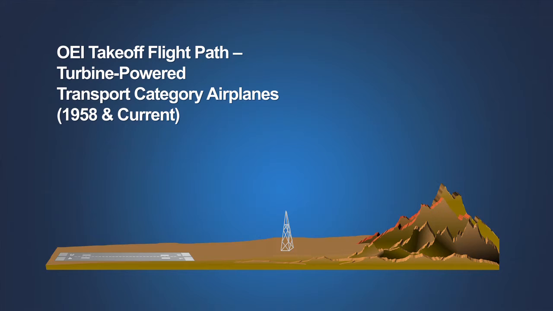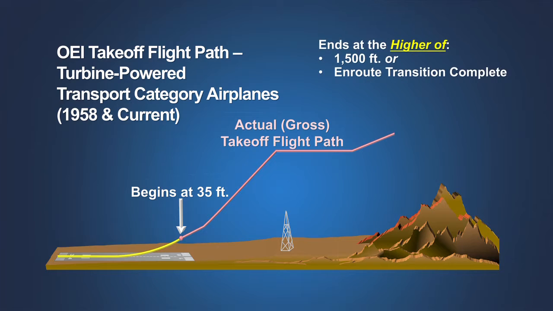Beginning in 1958, the certification rules defined a separate takeoff flight path that begins at 35 feet above the runway surface at the end of the takeoff distance. It is a one-engine inoperative path that continues through each of the takeoff segments and ends when the airplane is at a height of 1,500 feet above the runway, or at the point at which the transition to the en route configuration is complete, whichever is higher. This actual or gross takeoff flight path represents the one-engine inoperative performance that the airplane has been demonstrated to be capable of achieving for a given weight, thrust configuration, and set of environmental conditions.